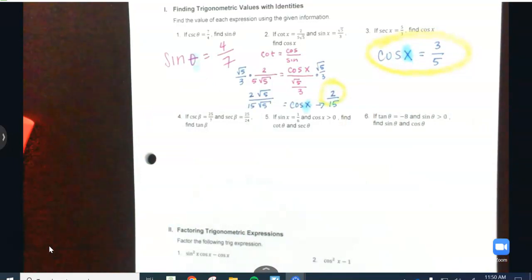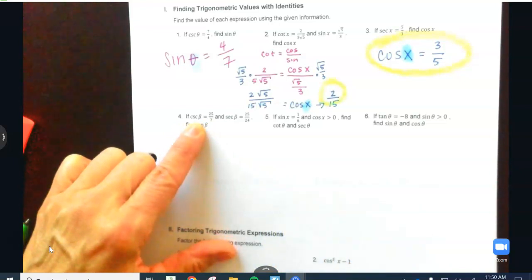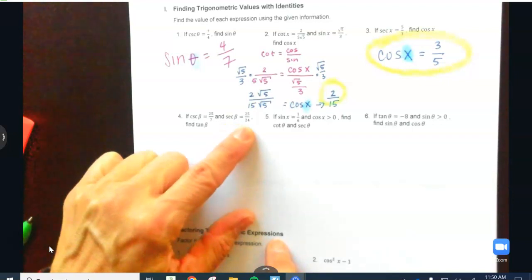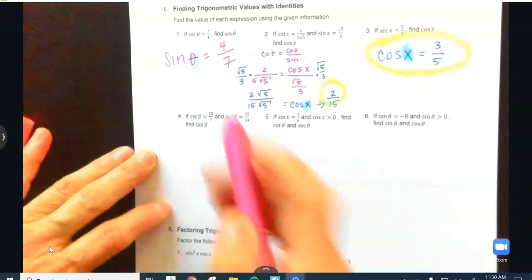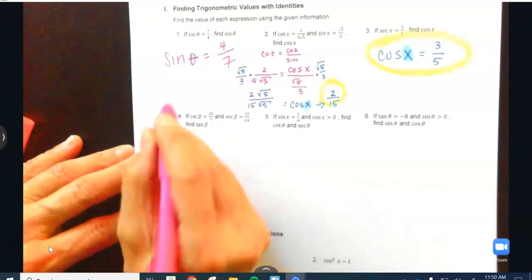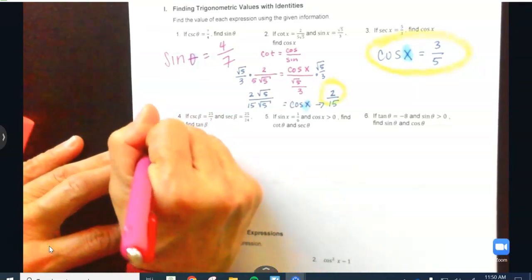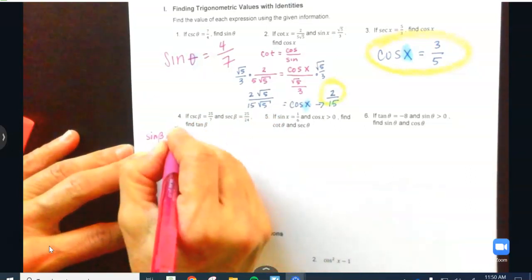Let's go ahead and take a look at problem 4. So for problem 4, we know cosecant, this is beta. We know cosecant of angle beta is 25/7. We also know secant of beta is 25/4, and we need to find tangent. So in order for us to find tangent, let's start thinking about what we know about the given information. Remember, we know cosecant is the reciprocal of sine. So we know sine beta is going to equal 7/25.